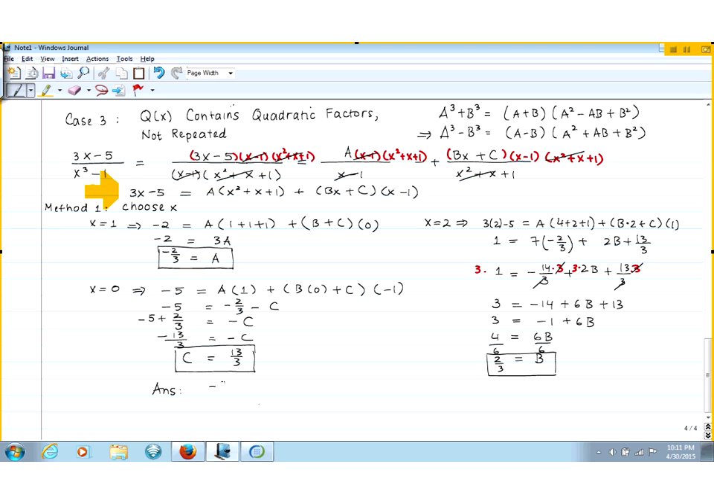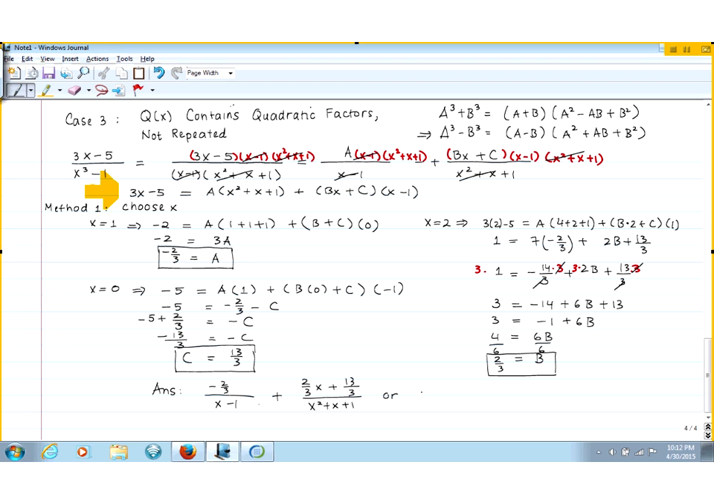So what's my answer here? A over x minus 1. So A is negative 2/3 over x minus 1 plus Bx plus C. So 2/3 x plus C. C is 13 over 3, over x squared plus x plus 1.